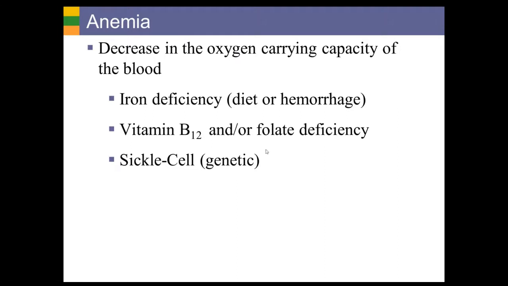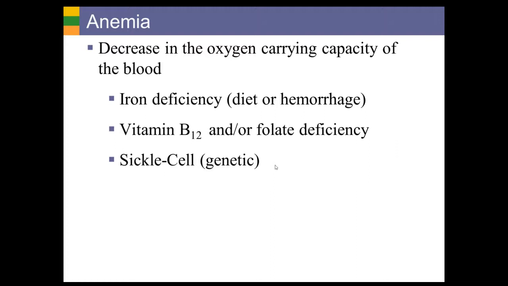Vitamin B12 or folate deficiency can also cause anemia. These vitamins are involved in the production of DNA. Why does that matter? Well, your red blood cells die in about 120 days, so you have to constantly be producing new red blood cells. In order to produce new red blood cells, stem cells have to constantly reproduce, meaning mitosis and cytokinesis.